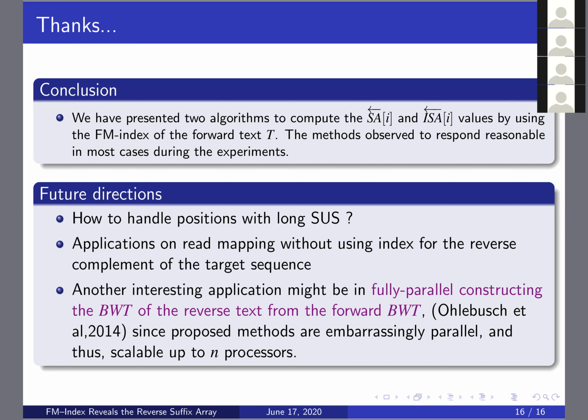Another thing is surely the parallel construction of the Burrows-Wheeler transform for the reverse text, since every position can be computed without any dependency. That is embarrassingly parallel, which means that with n processors you can compute it in constant time, something like that. So thanks for listening.